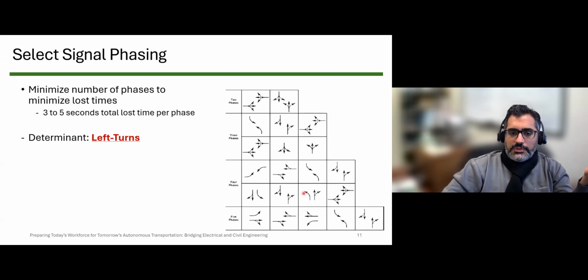Some other examples reflect lane configurations. For example, if there is an exclusive left turn lane, we usually show that with a separate arrow. So this represents a lane that is shared between through and right, and this is a lane that is exclusively assigned to the left turn.